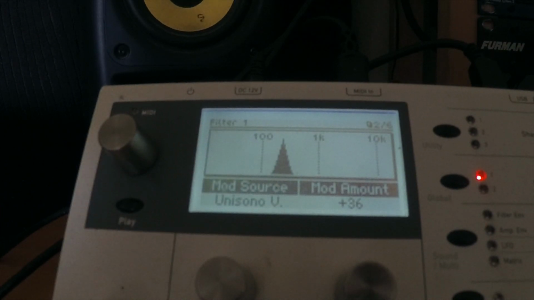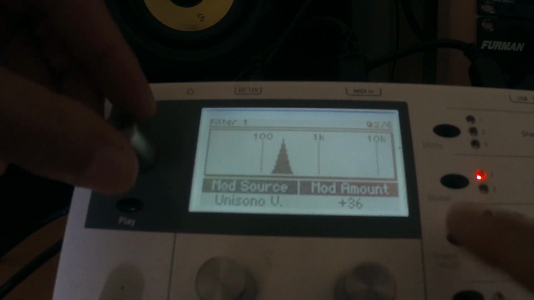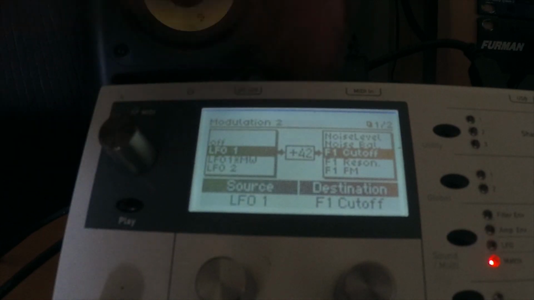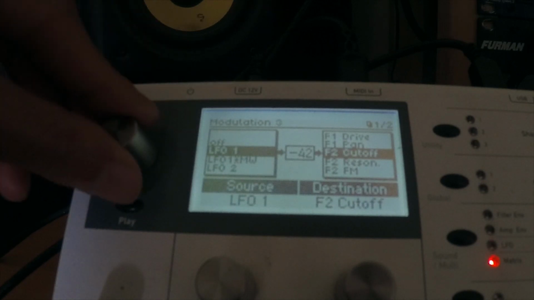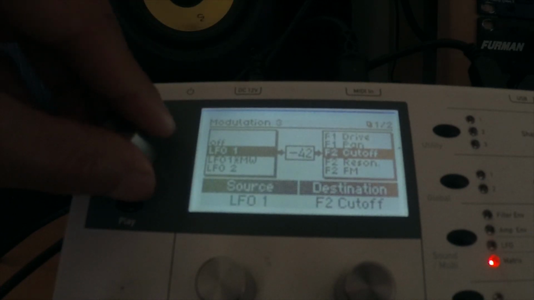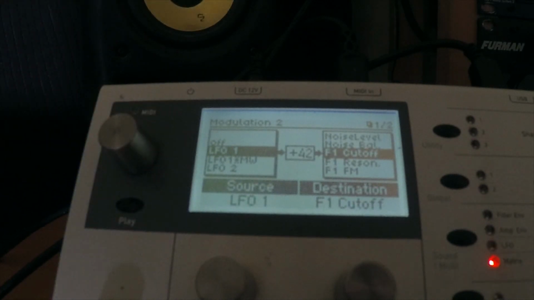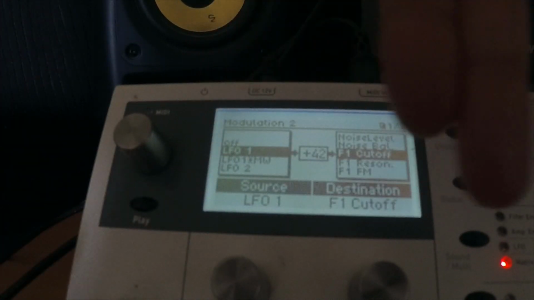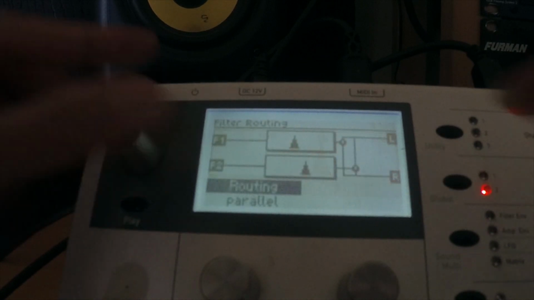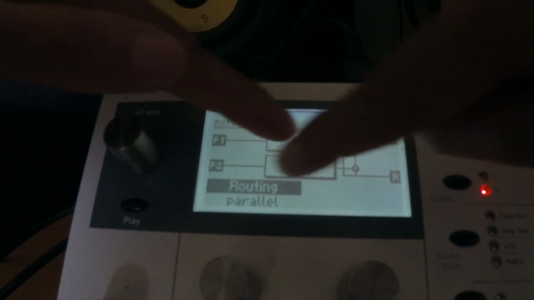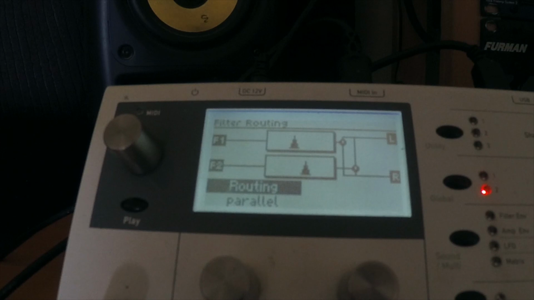And then what else he said to me is those filters are pretty much static, but because of this LFO movement on the cutoff, on modulation 2 and modulation 3, I have it on plus 42 on the 2, and on the 3 it's negative 42. That's causing the filters to go like this. See what I'm saying? They're going like this, right?